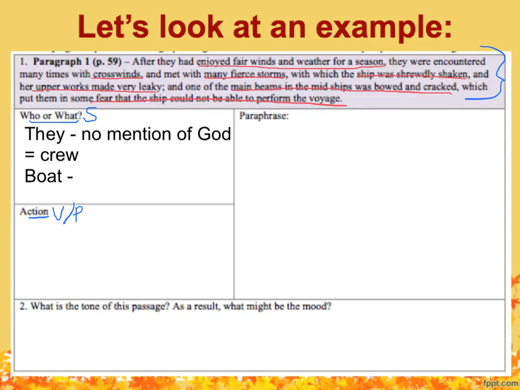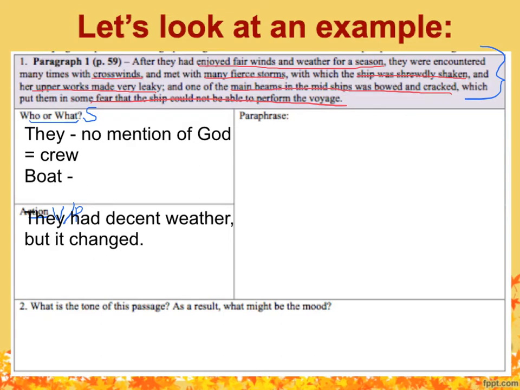So I'm going to go to my action. And my who and my what gives me the subject, but I really want to look at where I'm going next and what happens next. So it's not just about the boat, but it's about the next piece to it. So I'm going to drop down here and talk about my action. So who or what is the action about the they? Well, they is the people on the boat. So what about they? Well, they had decent weather. But then it says they were encountered with crosswinds and met with many fierce storms. So I'm going to say they had decent weather, but it changed.